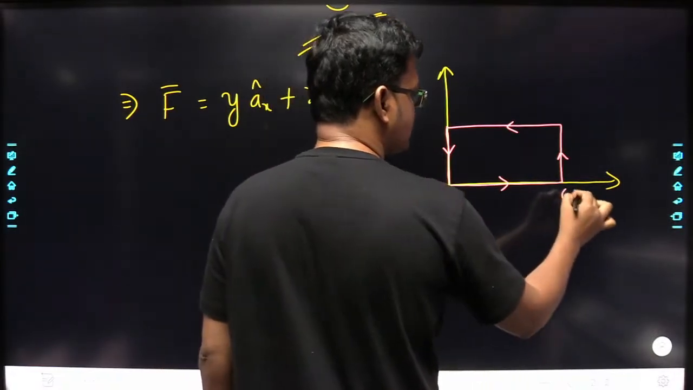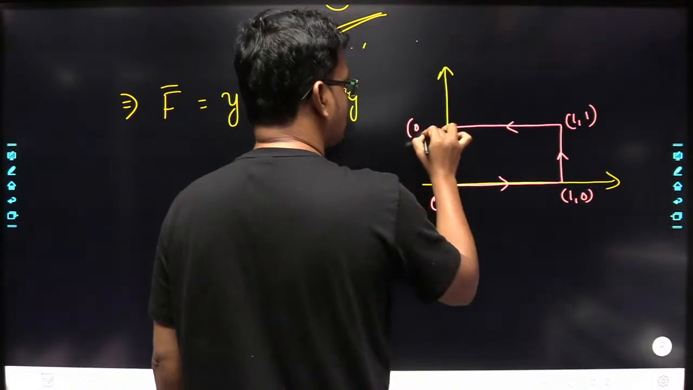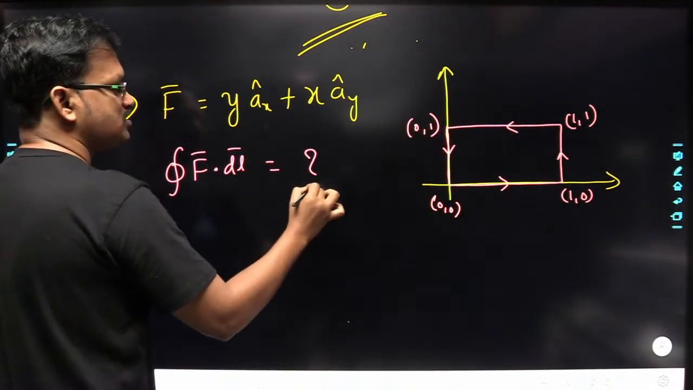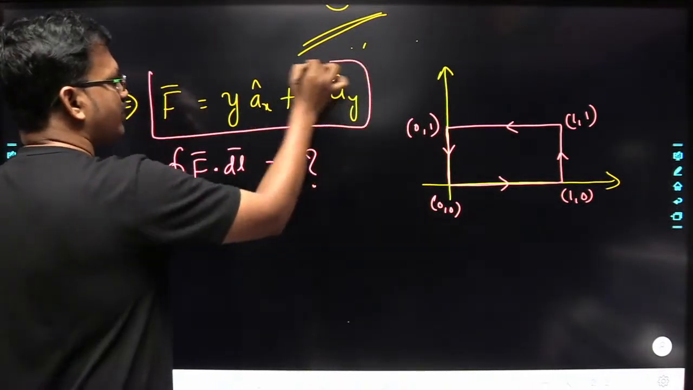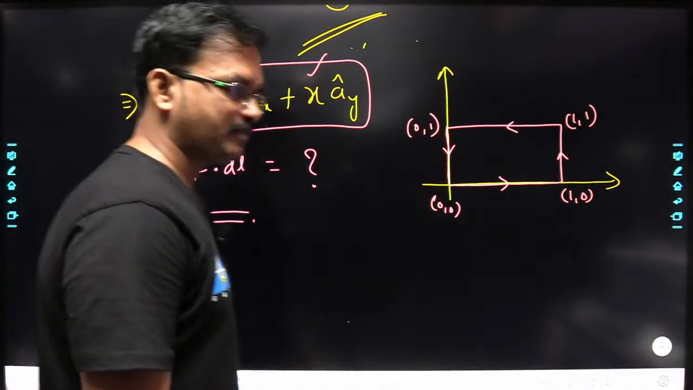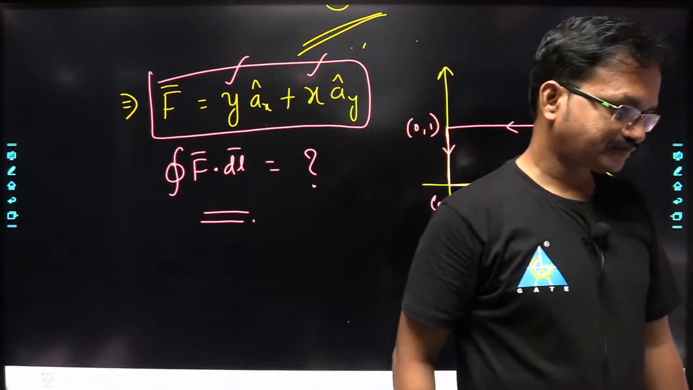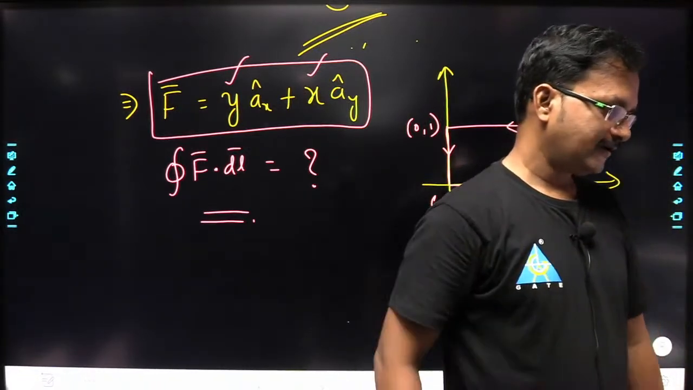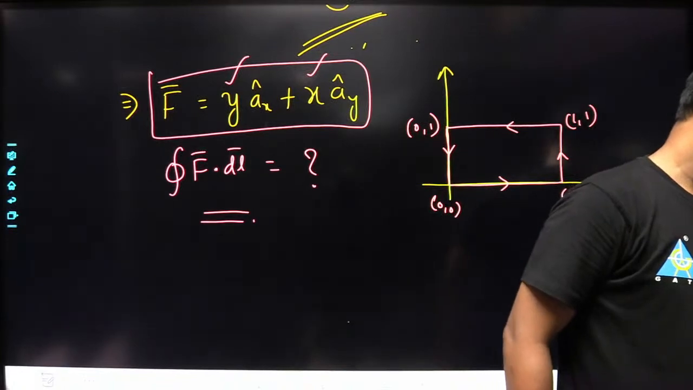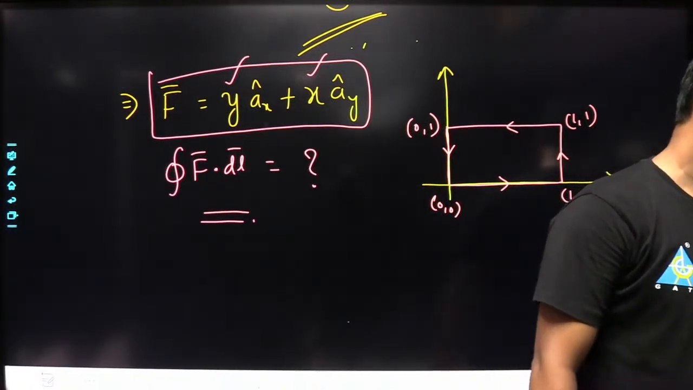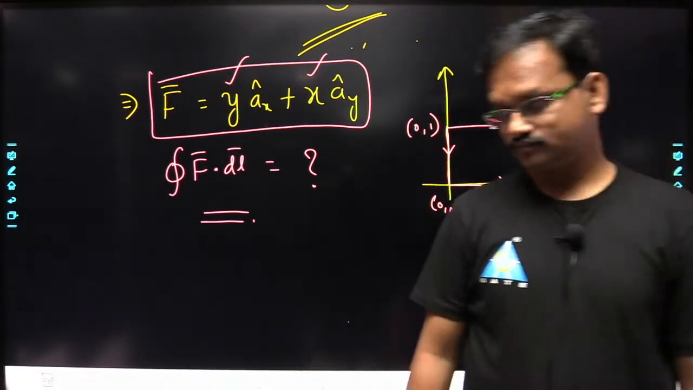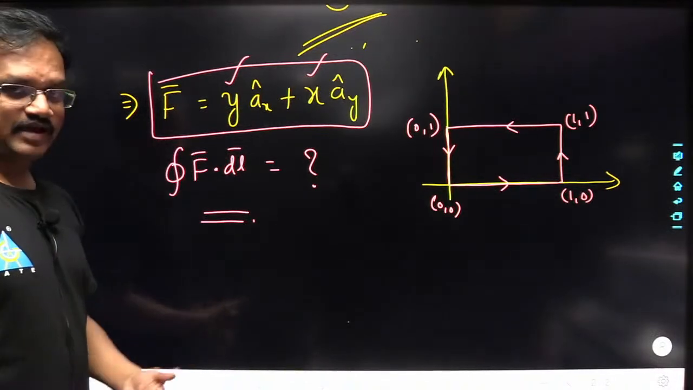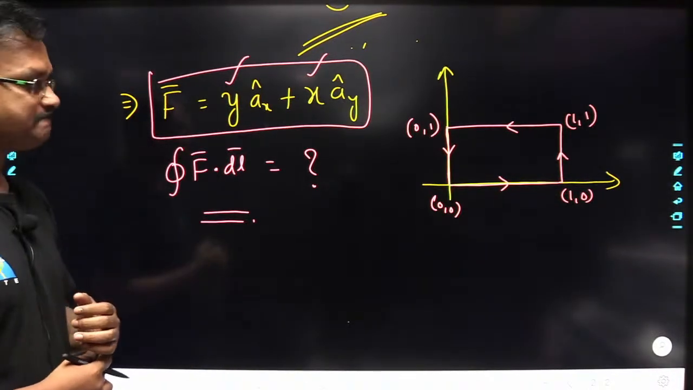So this is (0, 0), this is (1, 0), this is (1, 1), and this is (0, 1). Determine the circulation of the vector field around this closed loop. The vector field I have given is y ax cap plus x ay cap. Try to determine the circulation of the vector field around the closed loop.